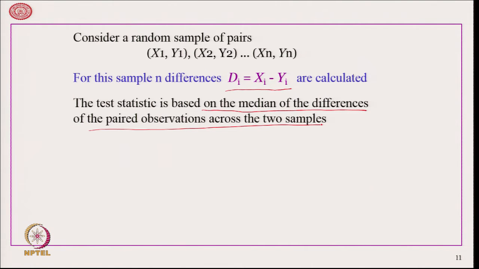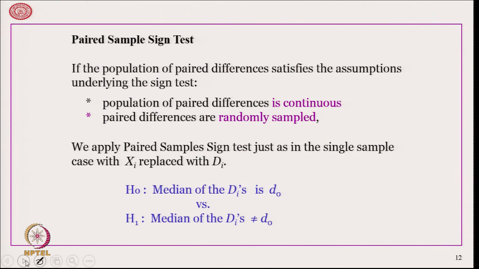Earlier we were looking at the sign test or signed rank test for either x or y. Now, since we have paired values, we look at the difference and we are going to apply the same technique on the Di's. So, what will we do in a paired sample sign test? If the population of paired differences satisfies the assumptions of the underlying sign test, what is that? The distribution is continuous and the sample is random.